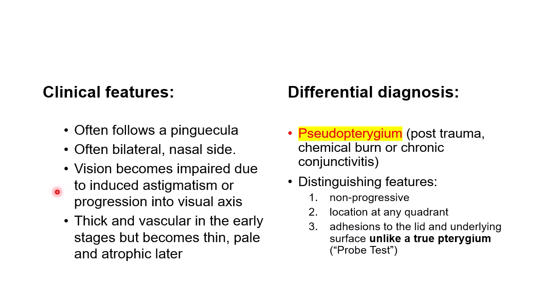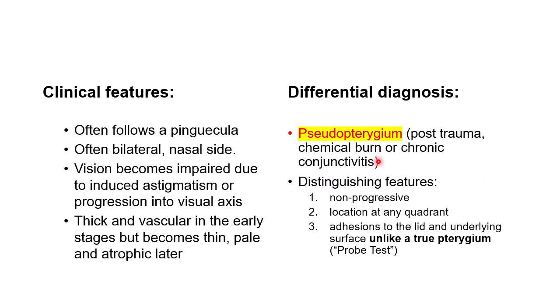Clinical features: bilateral, nasal. Vision is impaired if the pterygium is big enough to invade the cornea or it is invading the visual axis. It is thick and vascular in early stages but becomes thin, pale, and atrophic later. So, differential diagnosis: pseudopterygium. We saw a picture of pseudopterygium. It forms post-trauma, chemical burns or chronic conjunctivitis.